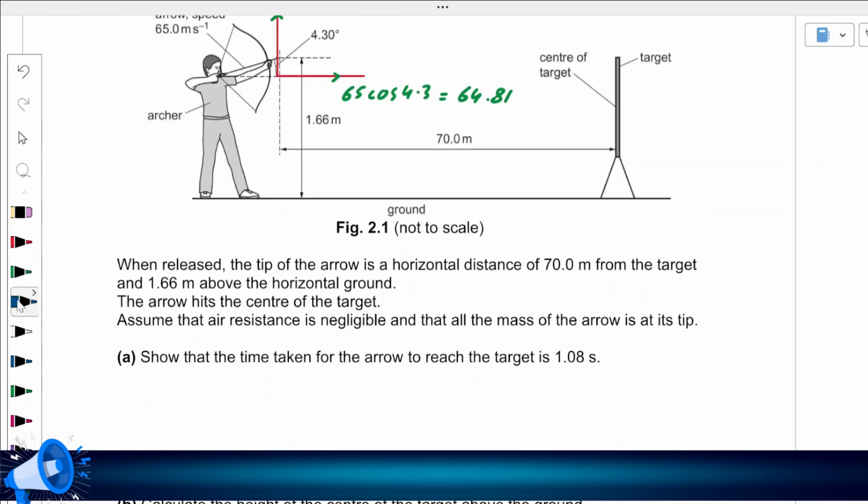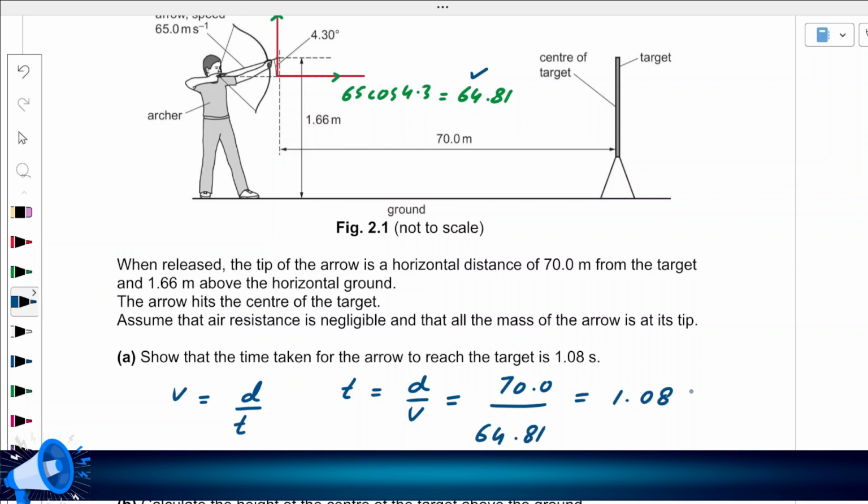Primarily, we should go with the horizontal motion. For horizontal motion, we have a single equation: speed equals displacement over time, or velocity equals displacement over time. Then time equals displacement over velocity. What is the horizontal displacement? 70.0. Sorry, what is the horizontal speed or the velocity? Well, it is over here, 64.81. If you solve it on the calculator, you'll get 1.08 seconds.